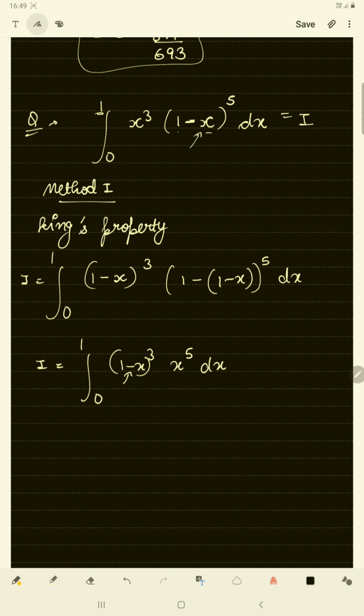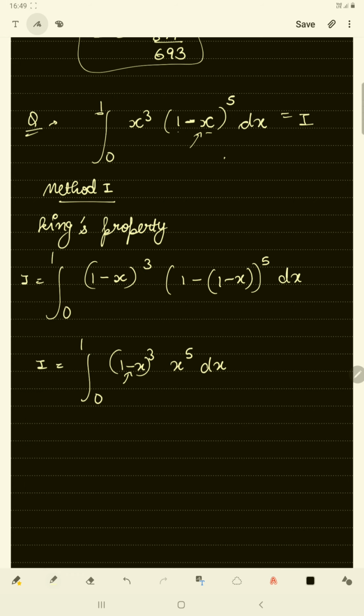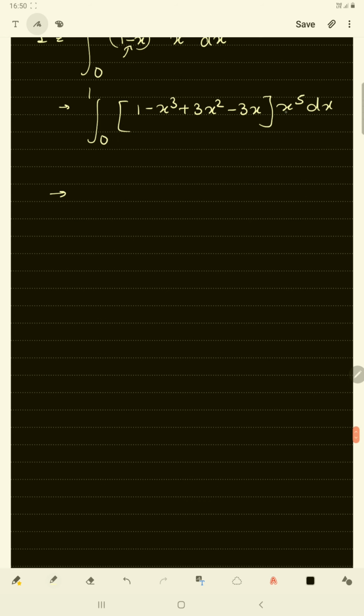Now we know the binomial expansion of (1 minus x) to the power 3. We also know the binomial expansion of (1 minus x) to the power 5, but we are too lazy to apply this, because we would need to include the terms nC0, nC1, and then calculate those too. So it's a bit lengthy, but we can apply the binomial expansion there also. But instead, it's much easier to apply it to the cube, because we know the direct formula. So we can just write 1 minus x cube is 1 minus x cubed plus 3x squared minus 3x, and we have an x to the power 5 in the multiplication.